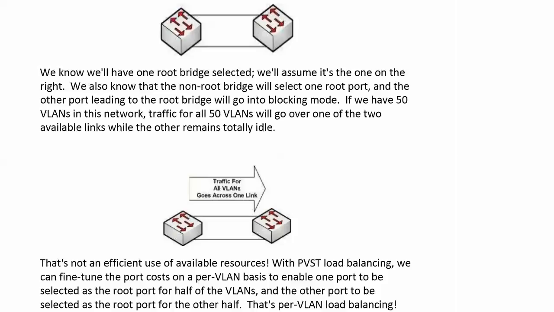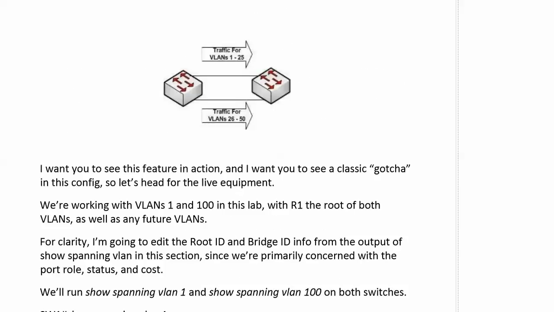So here, it's not exactly 50-50 load balancing, because what we would do is something like this. We configure it so our switch here, our non-root, picks this port as its root for VLANs 1 through 25, and then this port as its root for VLANs 26 through 50. So it's not 50-50 load balancing, but it's still better than sending all the traffic over one link and just leaving the other one idle. Because let's say VLANs 1 through 25 send twice as much traffic as your VLANs 26 through 50 do. Well, then you would have a 66-33 split of the traffic over the links, but that's still better than a 100-0 split of the traffic.